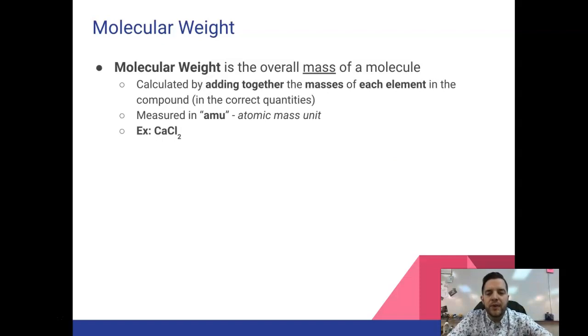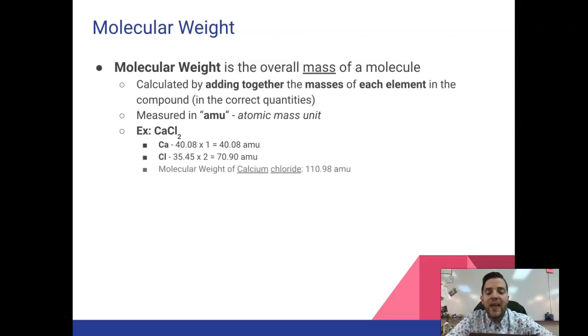So let's look at an example of calcium chloride, CaCl2. First and foremost, in our last unit, we learned how to count atoms. So in this, we have 1 calcium and 2 chlorines. So when we add up the molecular weight of calcium chloride, we need the mass of 1 calcium and the mass of 2 chlorines added together. So 1 calcium, according to our periodic table, has a mass of 40.08. 1 chlorine has a mass of 35.45. We multiply that by 2 because there's 2 of them. And then we add those 2 together to get a total molecular weight for calcium chloride of 110.98 AMUs.